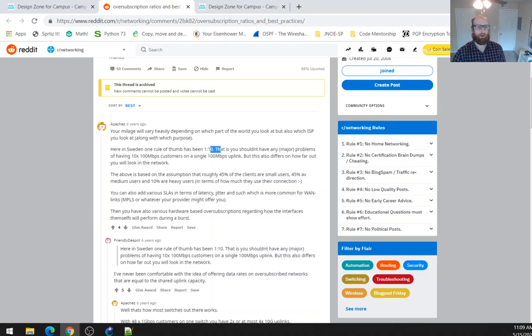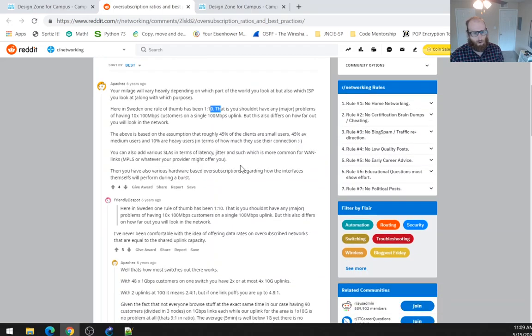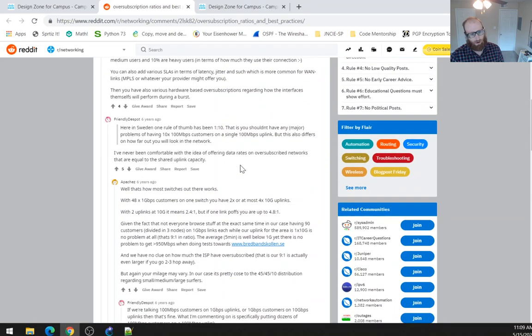Yeah, so this above is based on the assumption that roughly 45% of the clients are small users, 45% medium users, and 10% are heavy users. So you're not going to have all your connections maxed out all the time, so a 1-to-1 ratio really doesn't make a lot of sense. This is frustrating. So this guy is doing an uplink to edge ratio instead of an edge to uplink ratio just randomly.